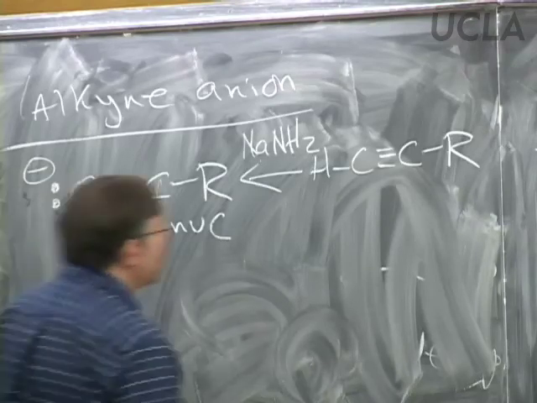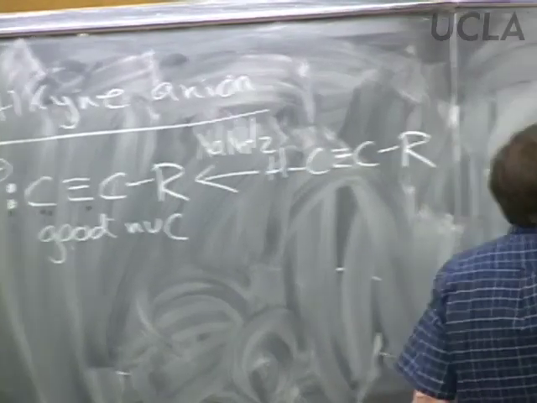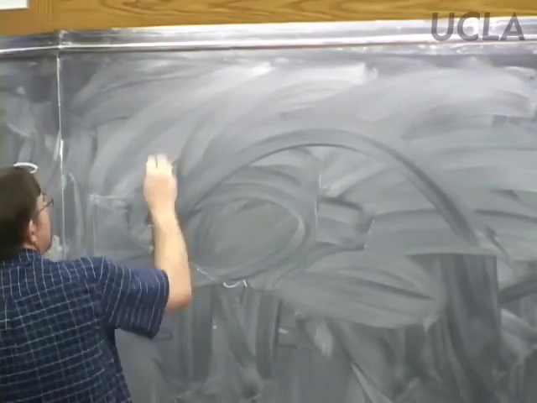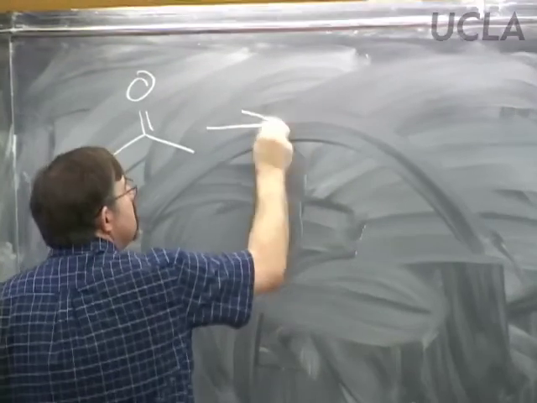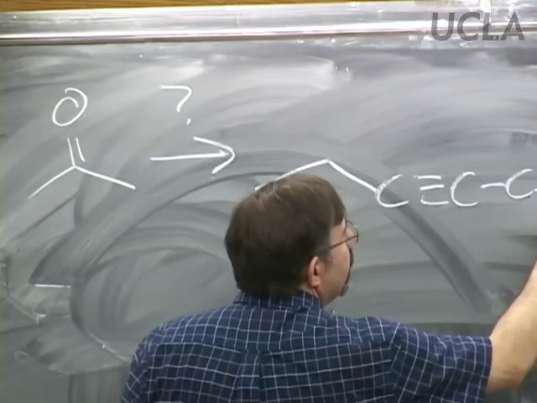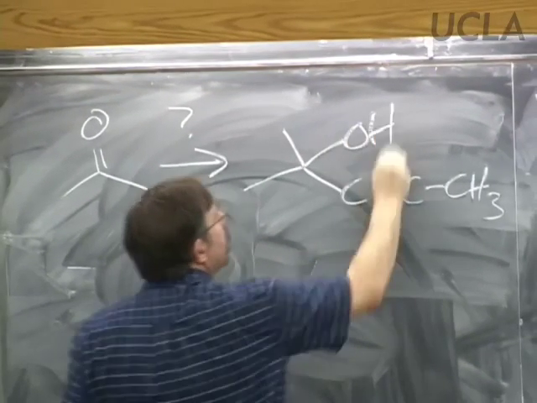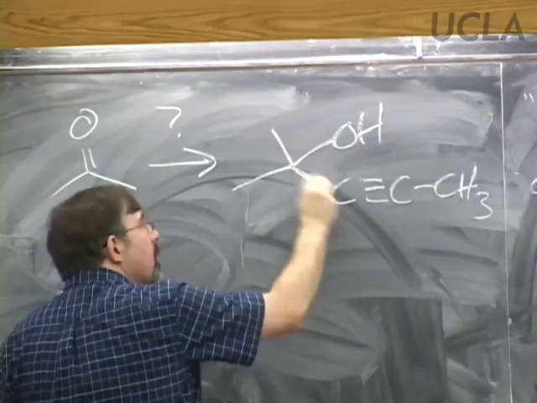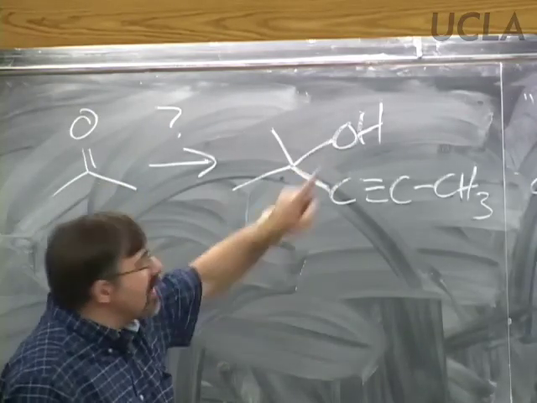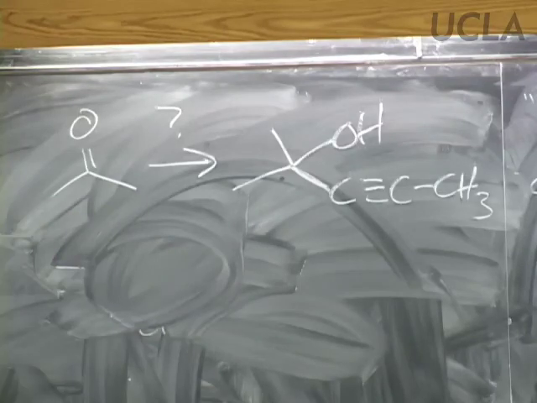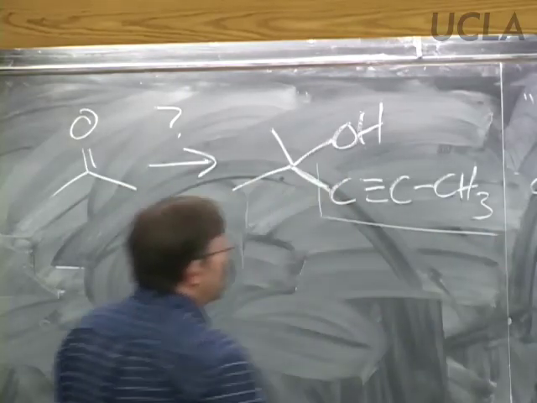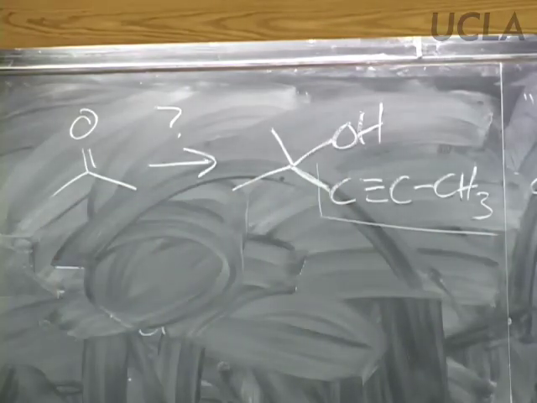For example, well, let me illustrate it with a thought question. Let us imagine we wanted to convert acetone into, let's say, this guy. So there is our new carbon-carbon bond. And the fact that the new carbon-carbon bond is on the carbon that already has an oxygen suggests a nucleophilic carbonyl addition kind of strategy. And so this is the piece we're going to add. We need 3 carbons.